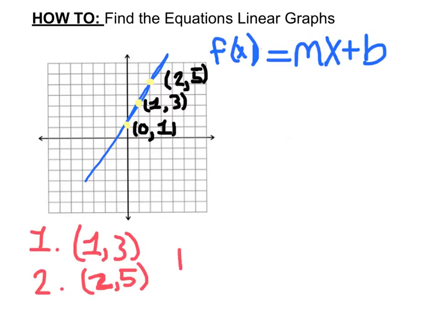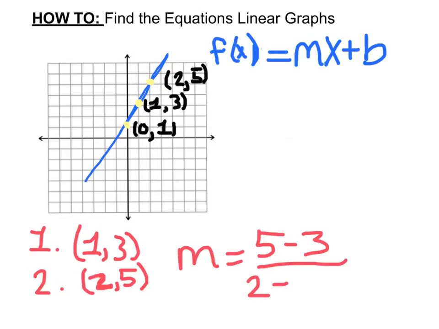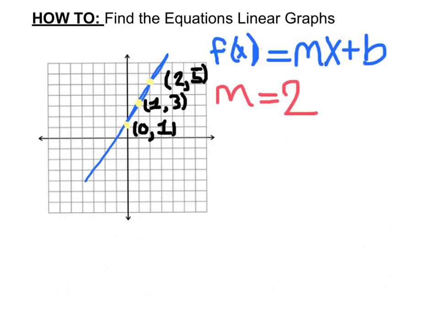To find the slope, we're going to do the same thing we did in the last slide: y2 minus y1 over x2 minus x1. And that equals out to be 2 over 1. So our slope is just 2. So we know our slope is 2, but we still don't know what b is. So let's plug our slope into our equation.